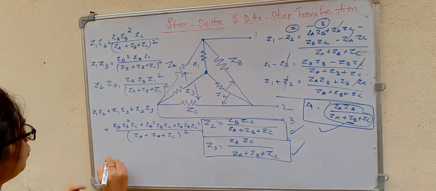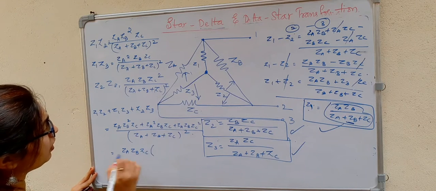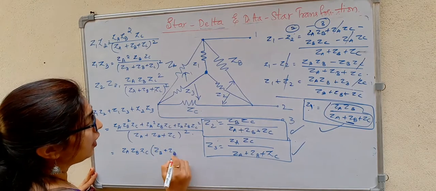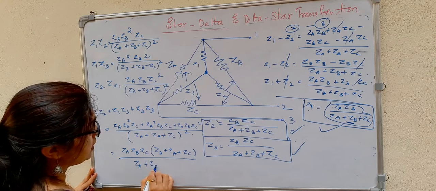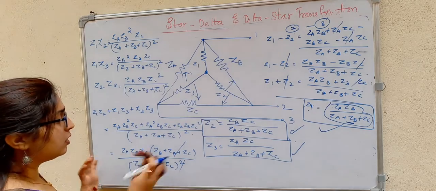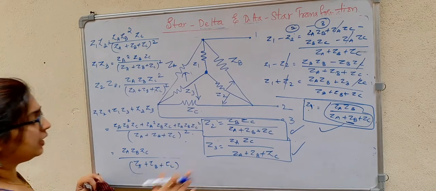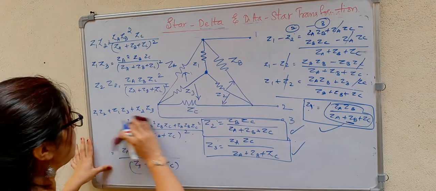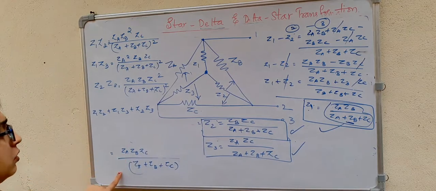So we can also write this as ZA ZB ZC, which I can take as common. Now we are left with ZB here, ZA here, and ZC here, divided by ZA plus ZB plus ZC whole square. So this and this get cancelled. So we have only ZA ZB ZC divided by ZA plus ZB plus ZC. That will be your equation. So this is equal to this.